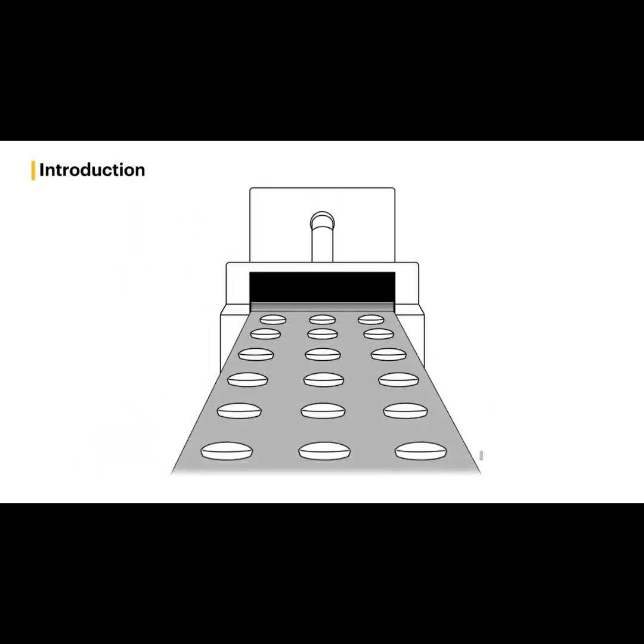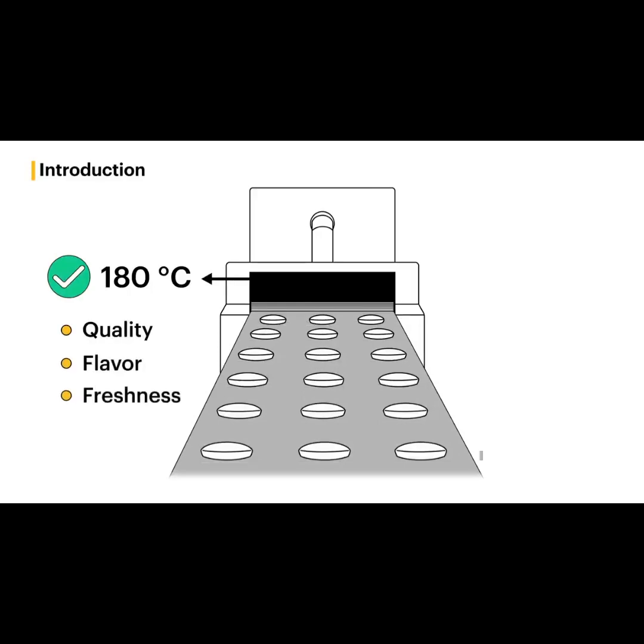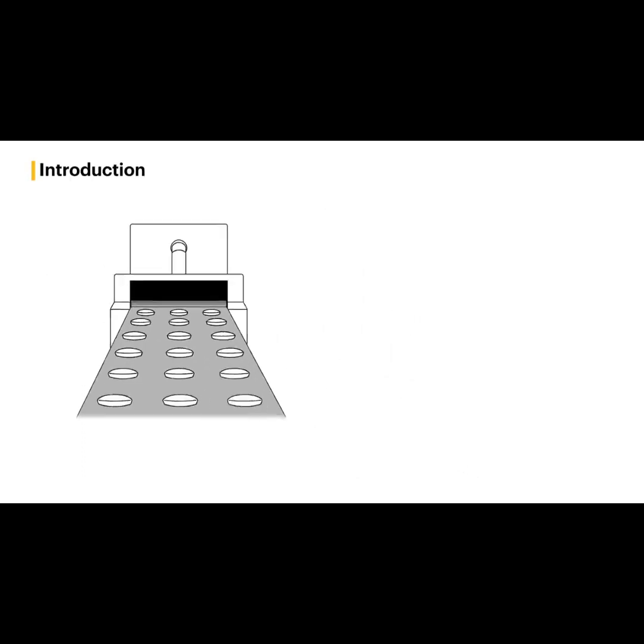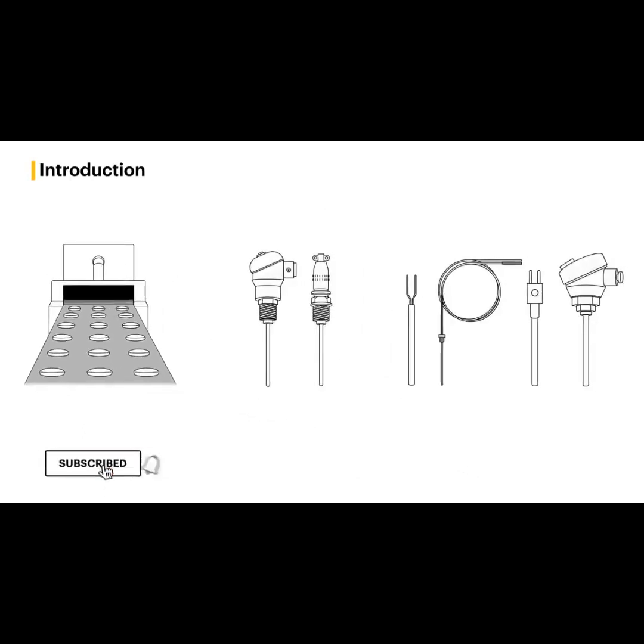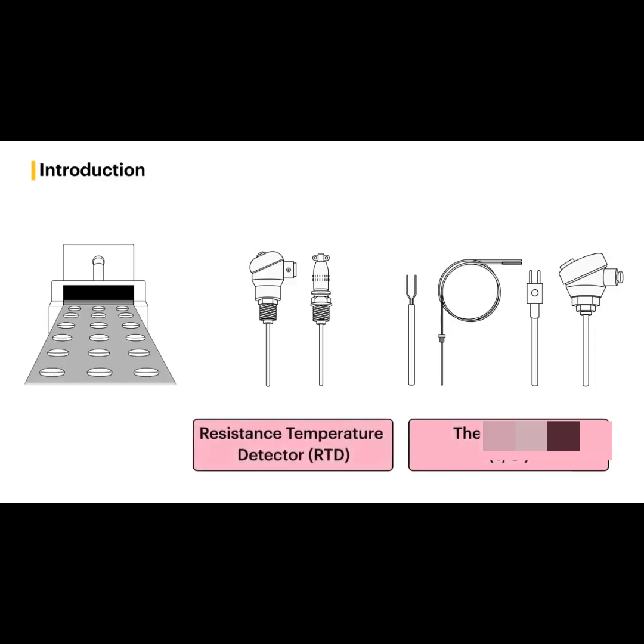For example, controlling the right temperature in the food and beverage industry will ensure the food's quality, flavor, and freshness. If the temperature monitored is not correct, the wrong temperature can lead to health risks for consumers. Devices are used to measure the temperature accurately, depending on specific applications. An example of two devices used in industry is thermocouples, or TC, and resistance temperature detector, or RTD.